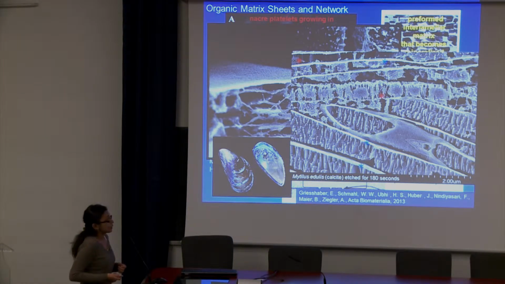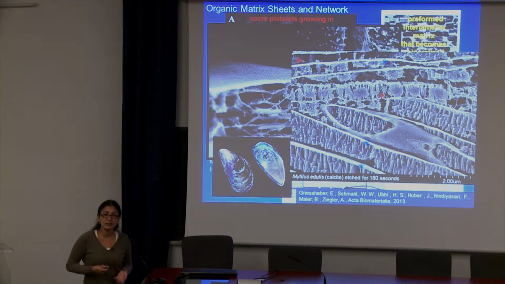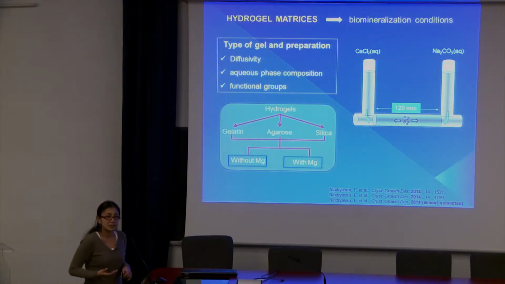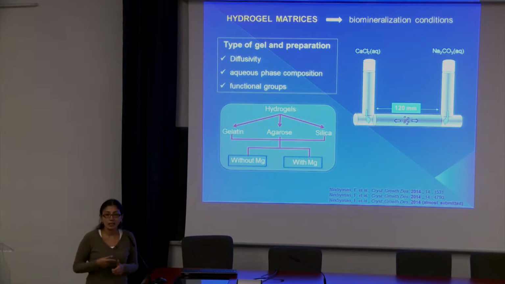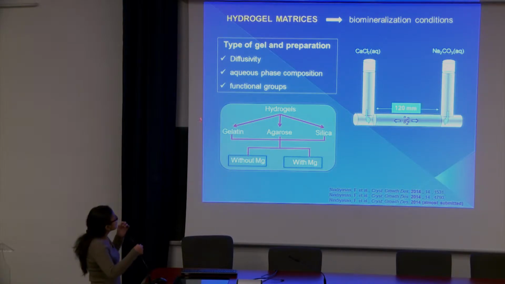What we are doing in Munich is trying to crystallize, or mineralize, this calcium carbonate using hydrogels, because we believe hydrogels resemble biomineralization conditions. There are many different kinds of hydrogels: we can start from agarose, gelatin, or silica hydrogel, and you can also have polyacrylamide hydrogels. You can also modify the surface of the hydrogels. Here I use three different hydrogels to start with: gelatin, agarose, and silica.